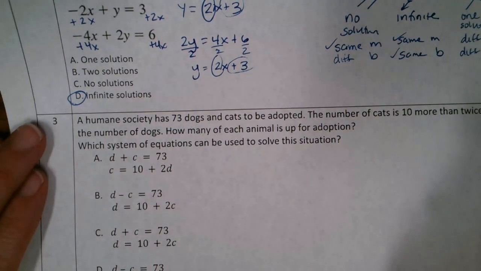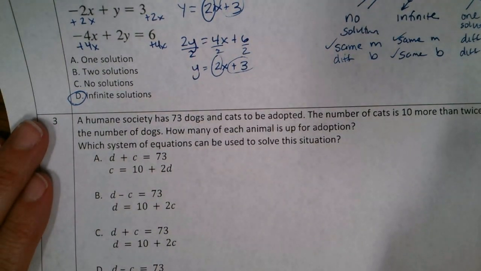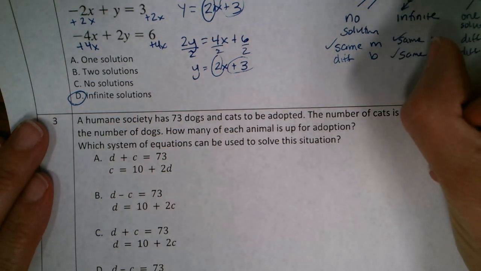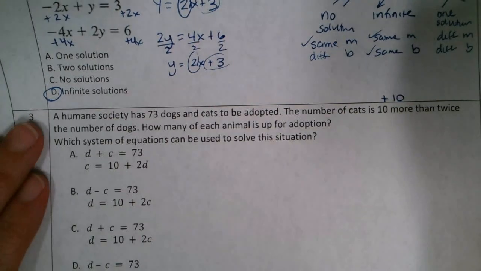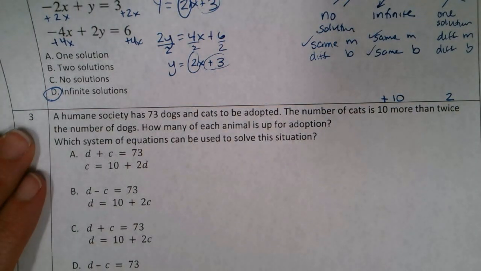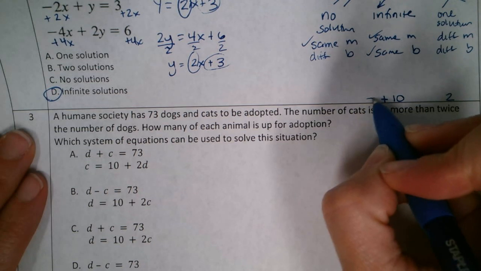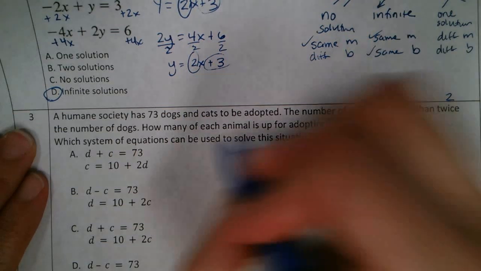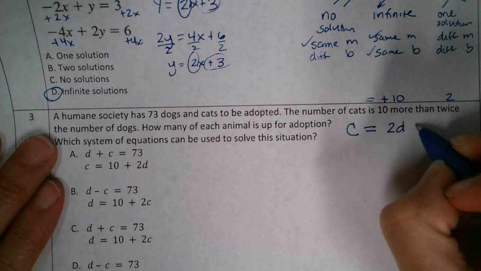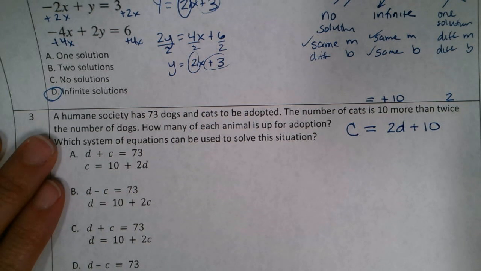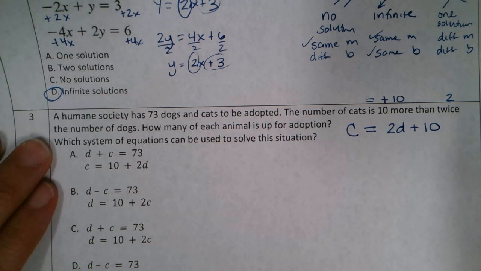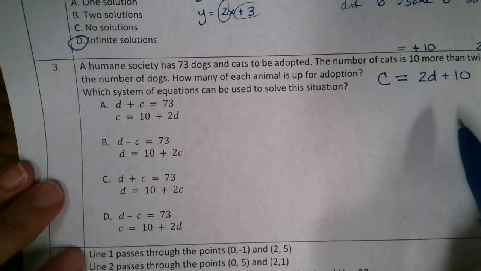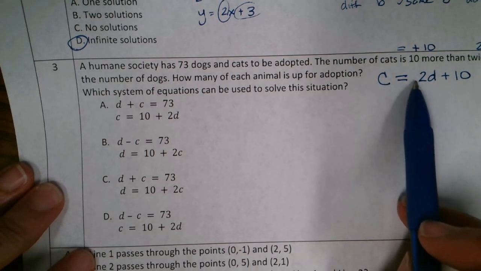Number 3, a humane society has 73 dogs and cats to be adopted. The number of cats is 10 more than twice the number of dogs. So 10 more than tells me I'm adding 10. Twice tells me I'm multiplying by 2. So this is telling me equals. Cats equals 10 more than twice dogs. So 2 times the dogs plus 10. So I can look through my equations and see where do I have c equal to 2d plus 10.